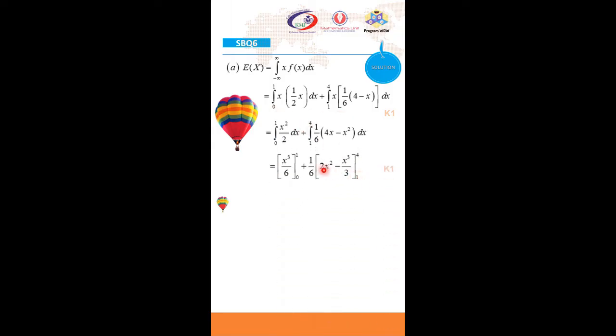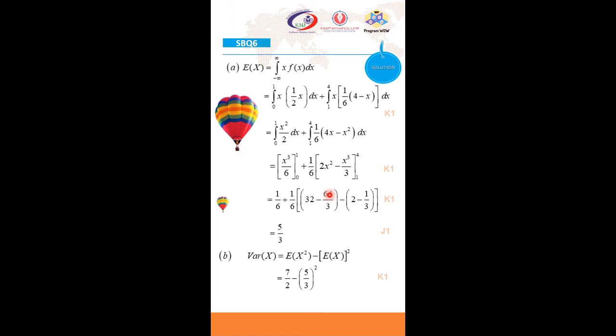And then correct, after we integrate, we get 1 mark, and then substituting the value is 1 mark, and the answer is another mark. So total 4 marks for part A, which is to find the mean.